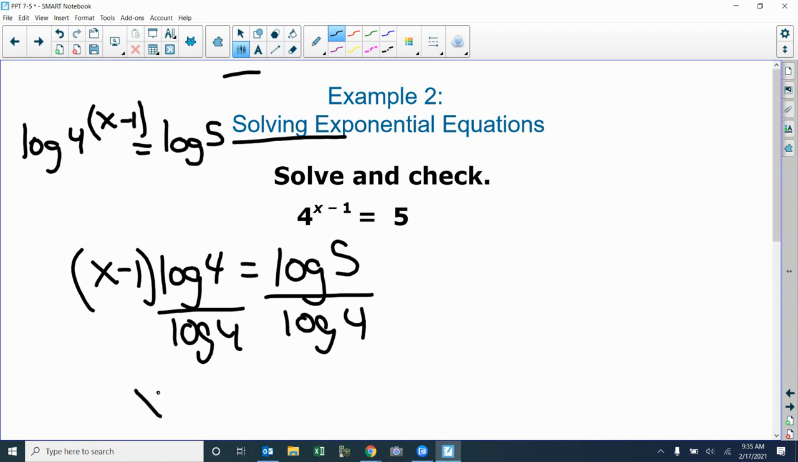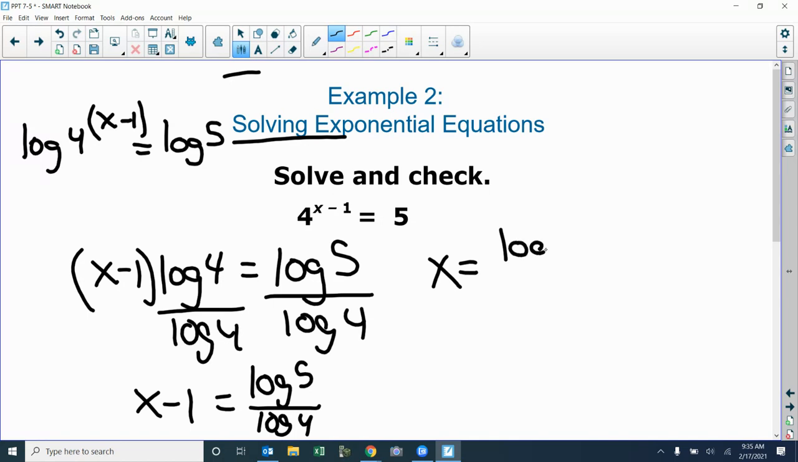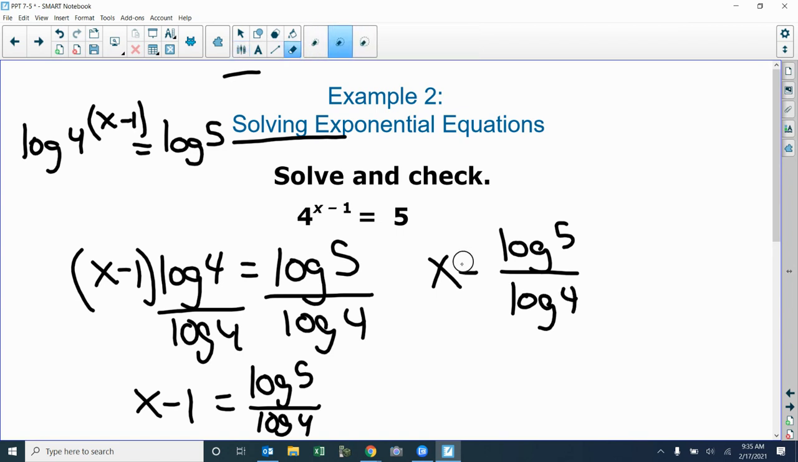So I'm down to this now. Log 4 times x minus 1 is equal to whatever this decimal is going to be. So in fact, that becomes a calculator problem. Grab yours. It really becomes x is equal to what? Whatever log of 5 divided by log of 4. And in fact, it's not going to be equals anymore. It's going to be approximate because this is going to be an irrational. And then we need to add 1 to it to solve for x.